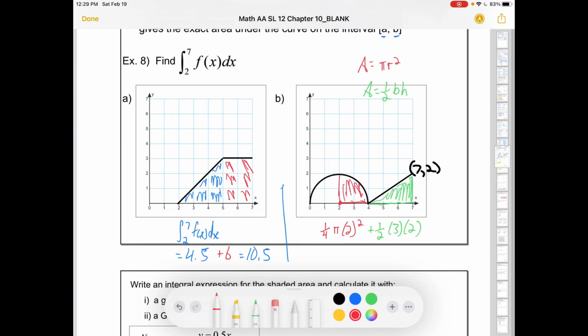So exactly what do we get? Well, let's see. That'll be 1/4 pi times 4, or just pi. And that will be 6 divided by 2, so that's 3. So we can leave it just exact as 3 plus pi, or pi plus 3, or we can give it approximately as 6.14.